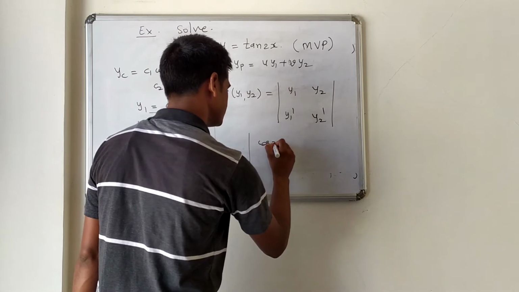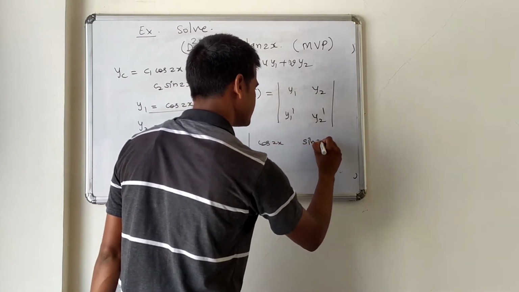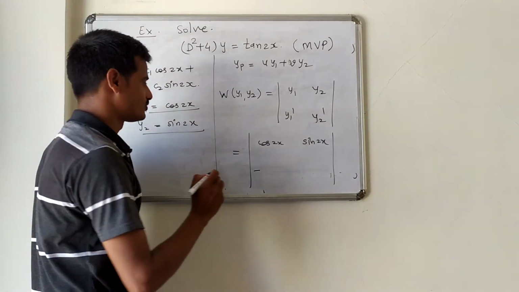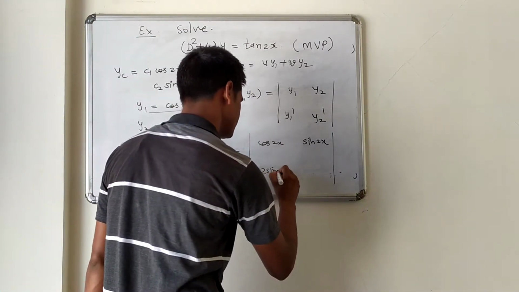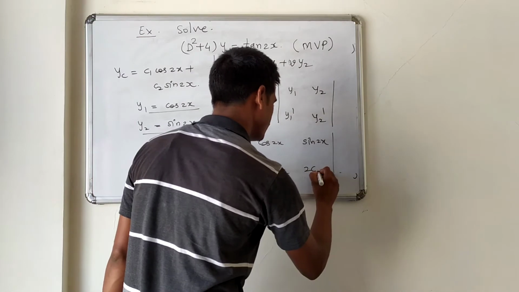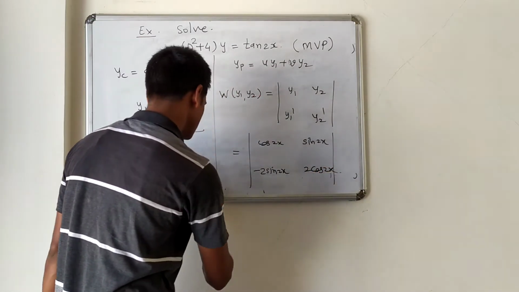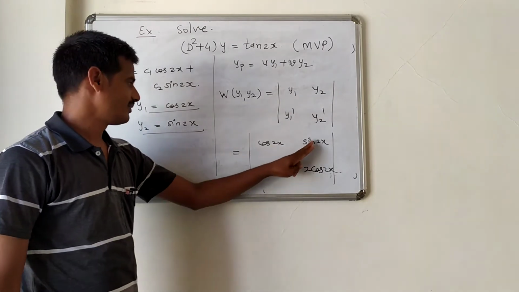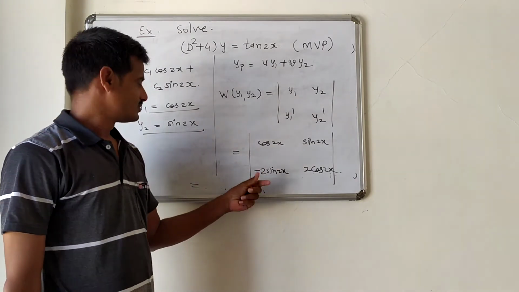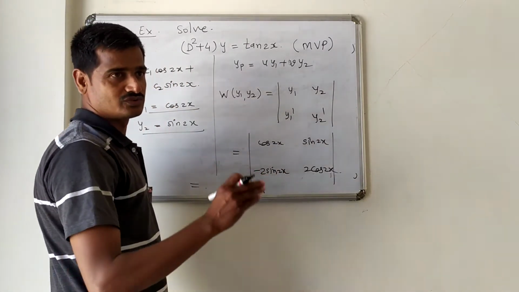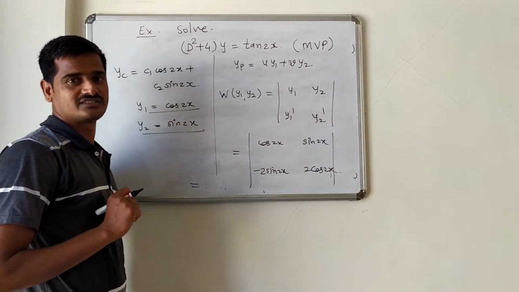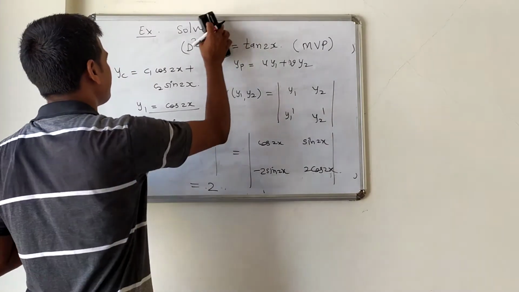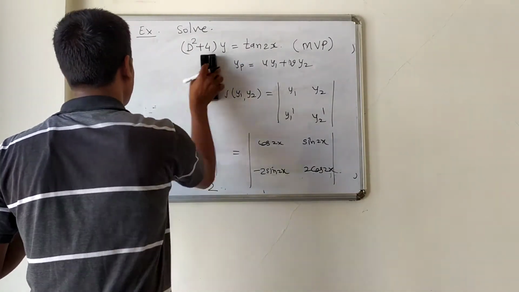Cos 2x, then sin 2x, upon minus, what is differentiation of cos 2x? Minus 2 sin 2x and 2 cos 2x. So you solve this determinant. So 2 cos square 2x and minus minus become plus. So plus 2 sin square 2x. So cos square 2x plus sin square 2x is 1. So Wronskian is here 2. Now calculate u and v.